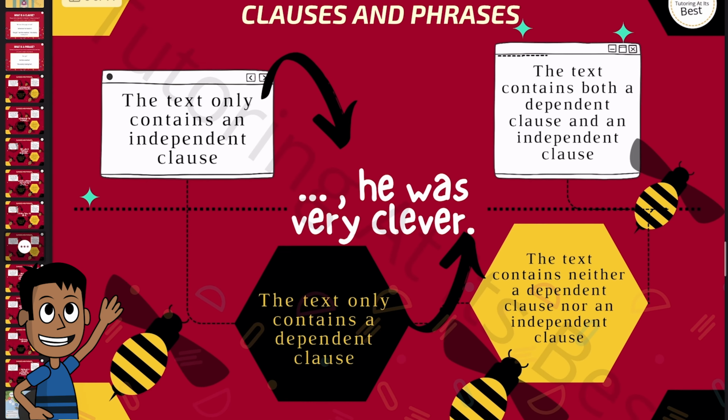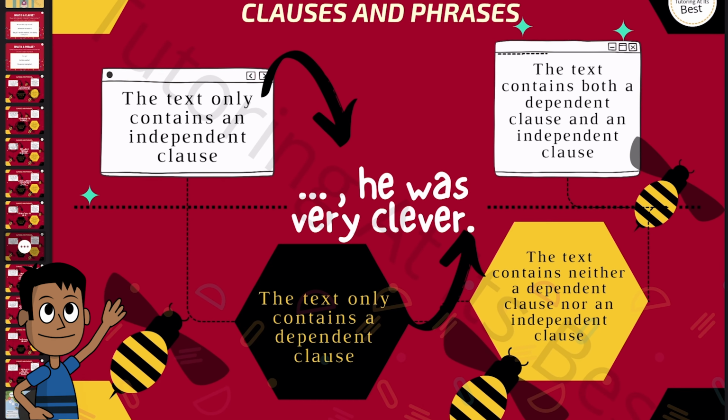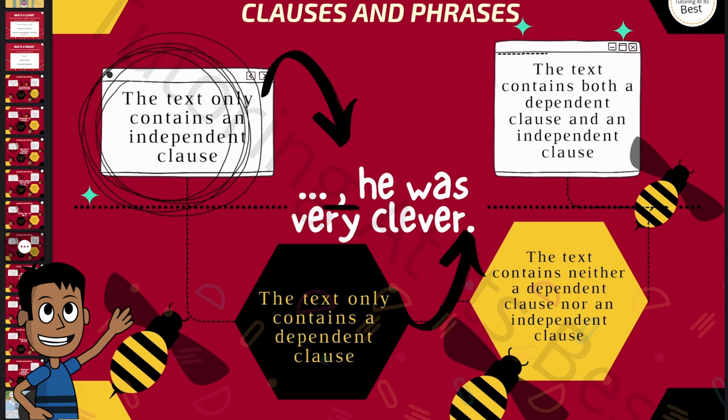Over to the next one. He was very clever. Once again, does it stand alone as a sentence? Well, it certainly does. So the text only contains an independent clause. And remember, the comma shows that something else precedes the independent clause, and it could be a dependent clause.